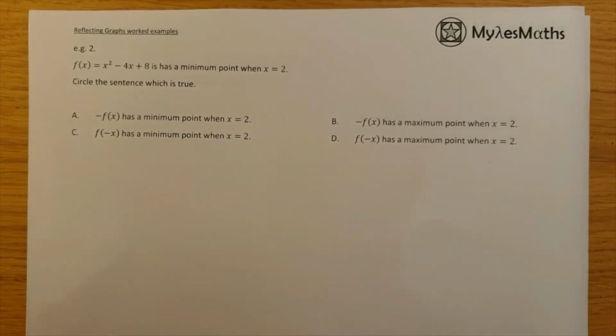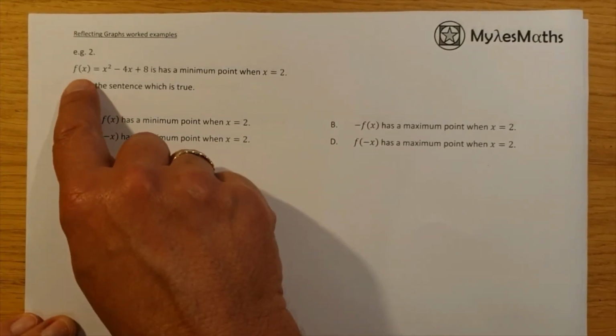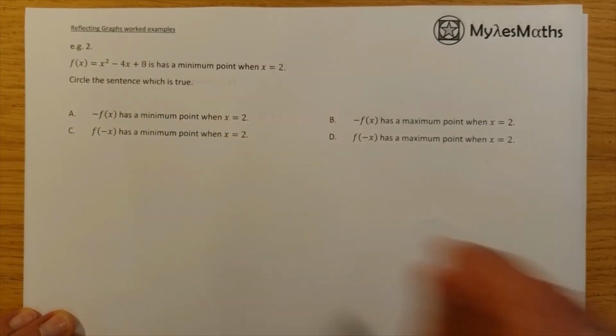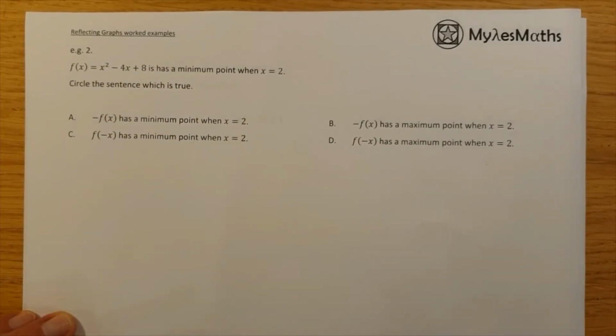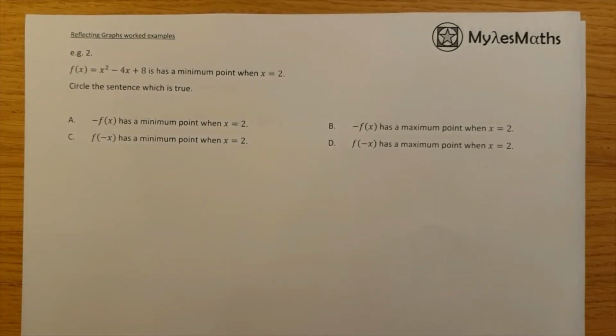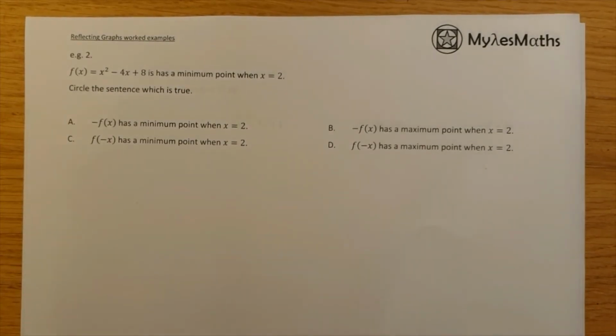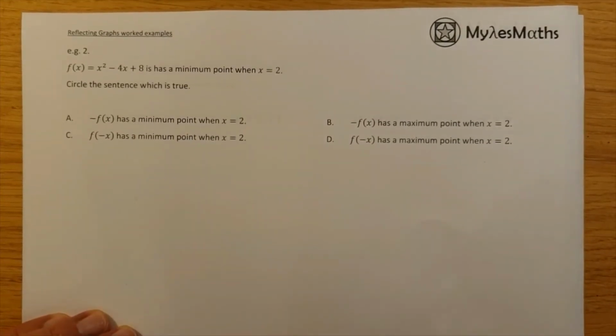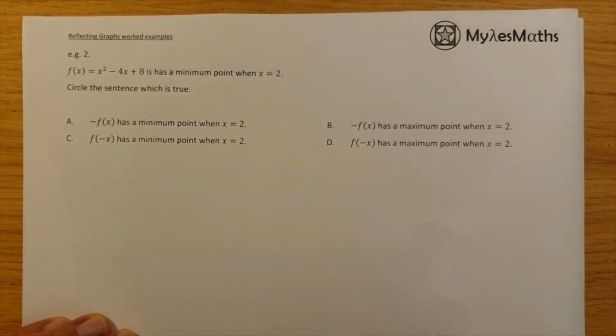Second example. f of x equals x squared minus 4x plus 8 has a minimum point when x equals 2. Circle a sentence which is true. Okay, so this is a different looking question. So one of these sentences is true. All I have to decide is which one.